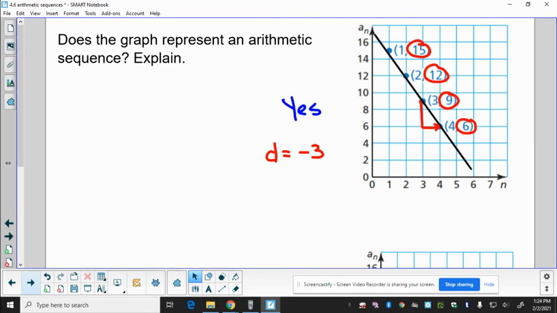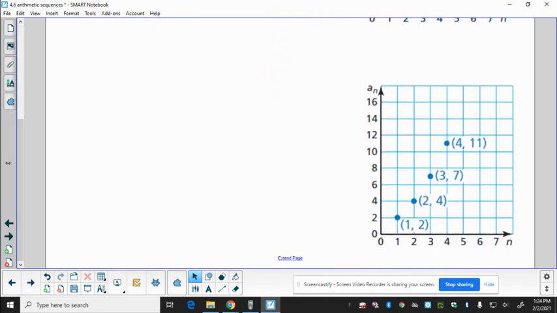What about this picture? Look at it carefully. Is that an arithmetic sequence? The answer is no. These points seem to be in a curve. This is something completely different. So I can't even classify what a common difference would be in this. I'm going to say no. It could be something else. Maybe we'll study that later.